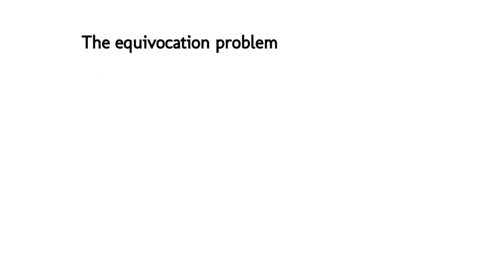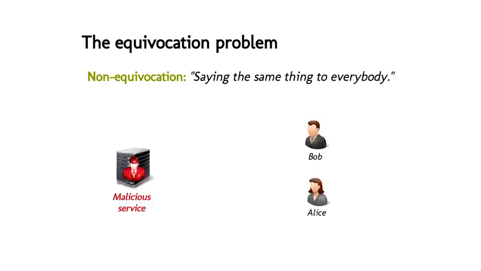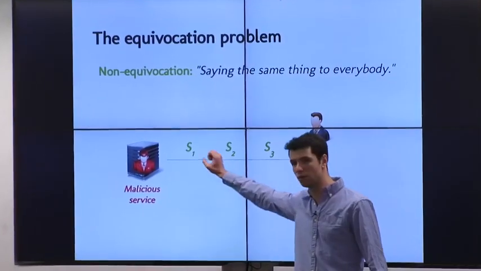So let's talk about this problem called the equivocation problem. So what is this? In general, non-equivocation means saying the same thing to everybody. So for example, if you have a malicious service and you have Alice and Bob, the service should say the same thing to Alice and Bob. So it would make a bunch of statements, let's say S1, S2, S3 over time, and Alice and Bob would see all of these statements.